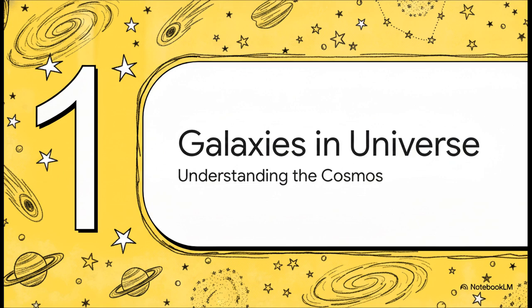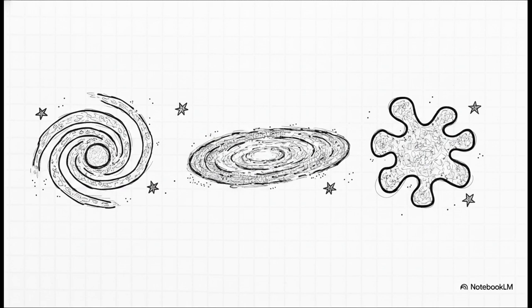It's time to understand the cosmos. Okay, let's start with a quick primer. You know, the universe contains literally trillions of galaxies. But what is a galaxy exactly? Well, it's basically a massive system made up of stars, gas, dust, and dark matter. And the whole shebang is held tightly together by gravity.